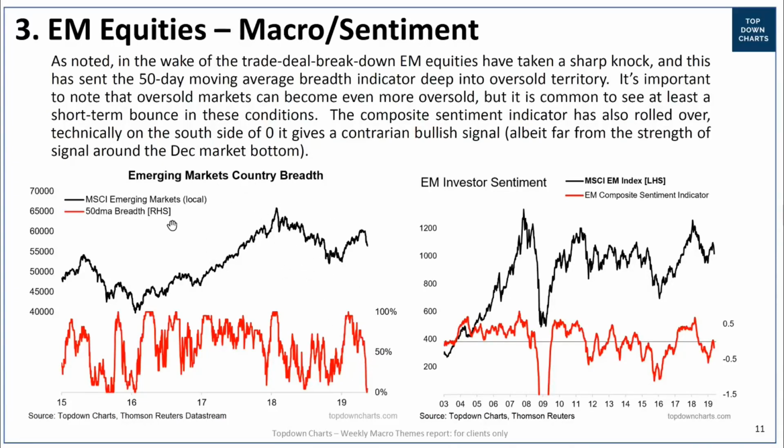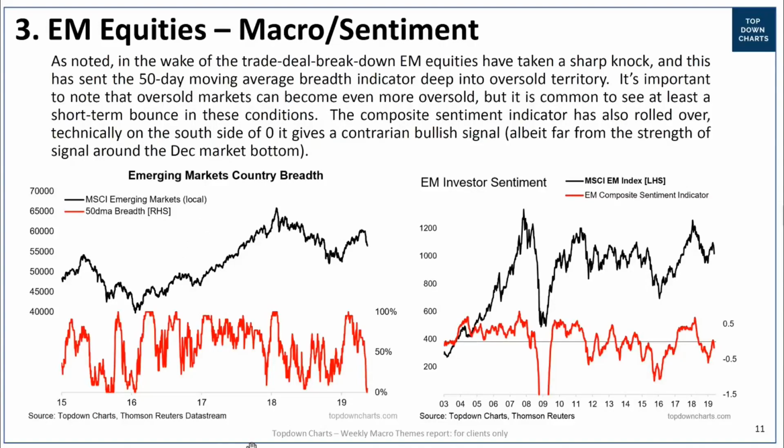This is the proportion of the countries in the MSCI Emerging Markets Index which are trading above or below their 50-day moving average. As you can see there, that has absolutely collapsed. There's a couple of ways that you can look at breadth indicators like this. One is as an oscillator. So when it's very high, that can tell you that markets are overbought, and when it's very low, it can tell you that markets are oversold. The exception is when it's coming out of a correction, where the overbought indication sometimes does not work as you expect.